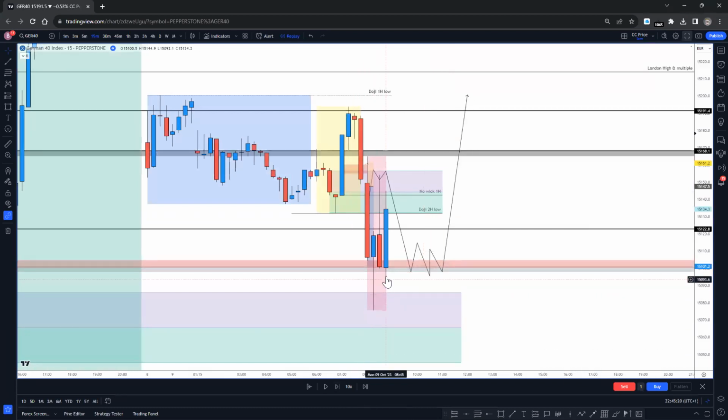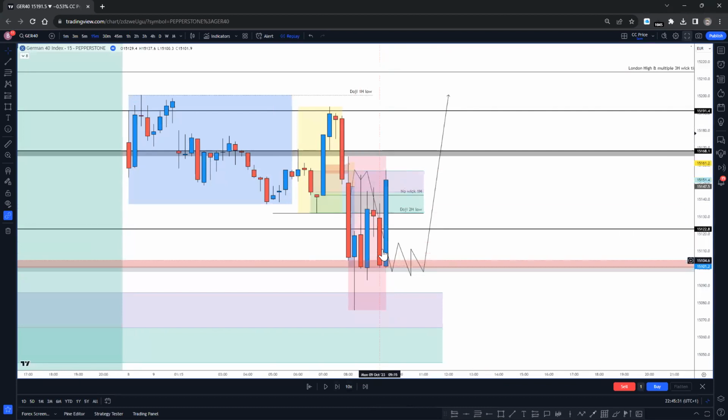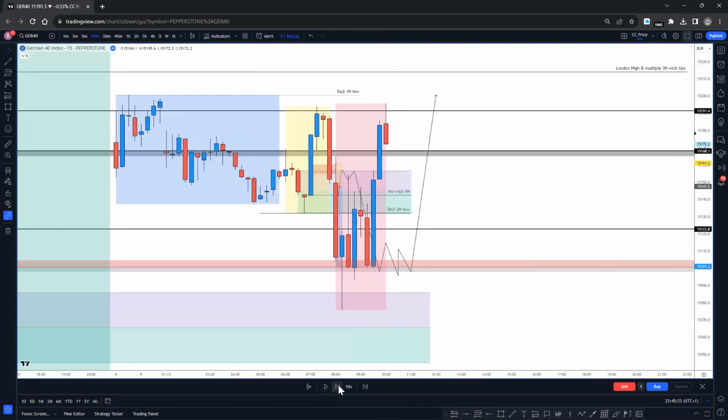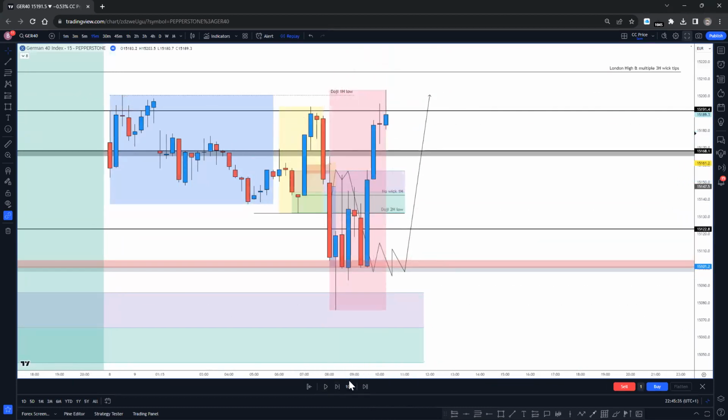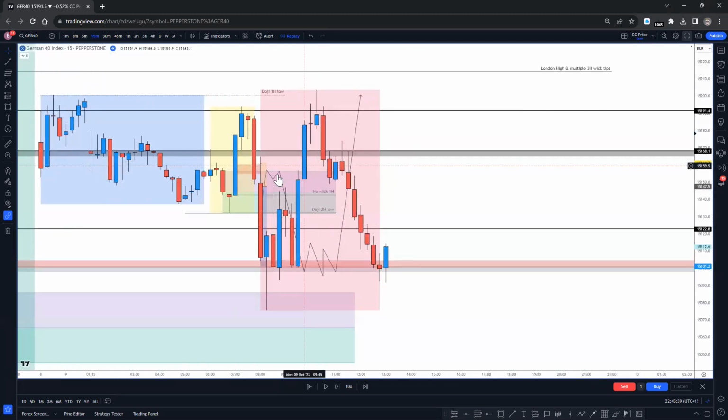So rejection wick, second rejection wick. So this is your support. Let price come back down, retest the support, and off you go to Asian high. And that was the trade I took afterwards. So just beautiful, such nice price movement. Then you can see it took out Asian high, and then that was the day done.